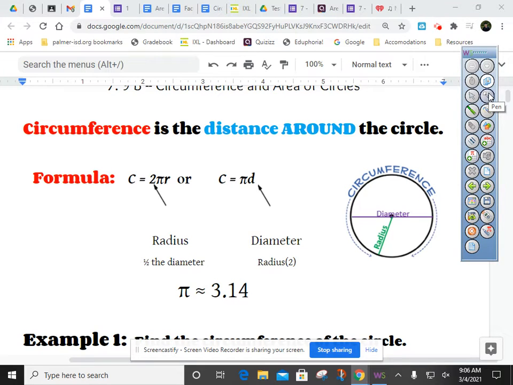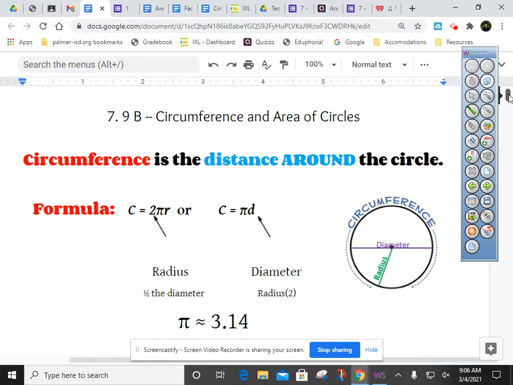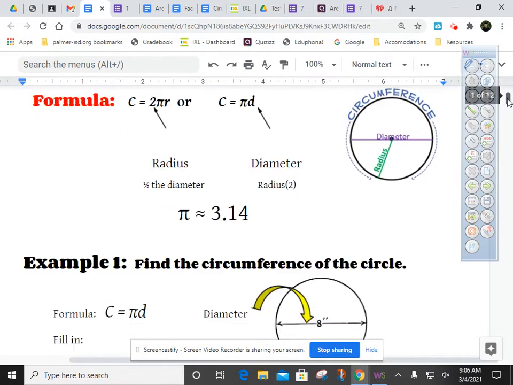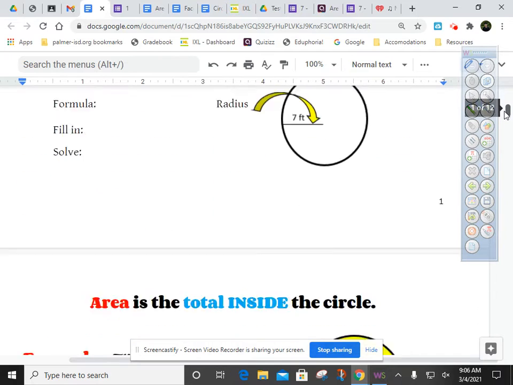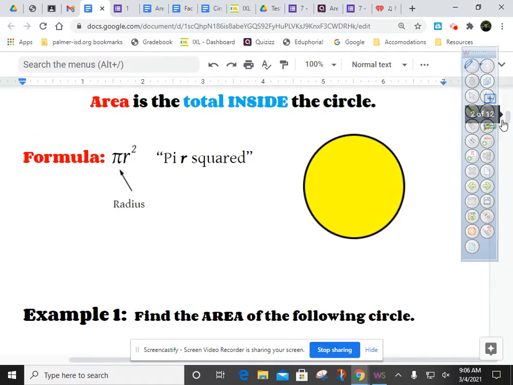Okay, circumference is the distance around the circle. We already know that, right? That's what we did last night. So we're going to do circumference and area of circles. We're going to focus more on area, though, today. So we're going to scoot all the way to page 2.